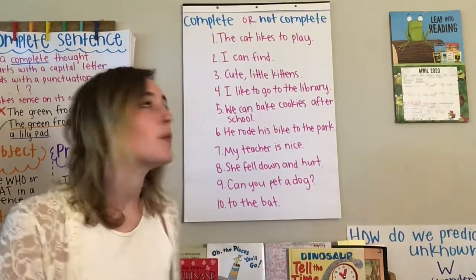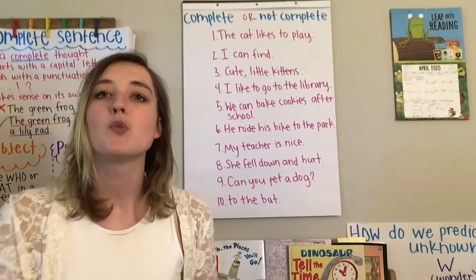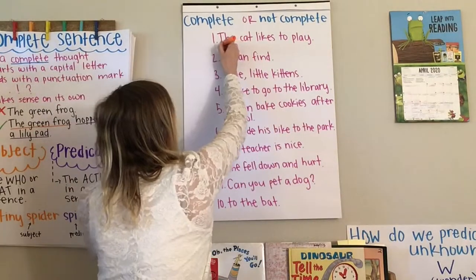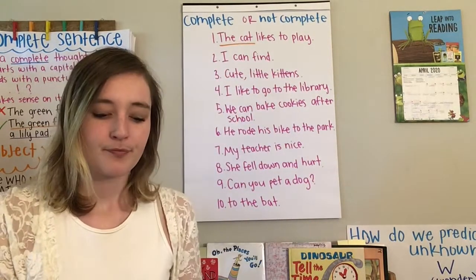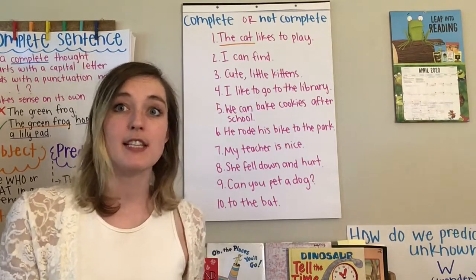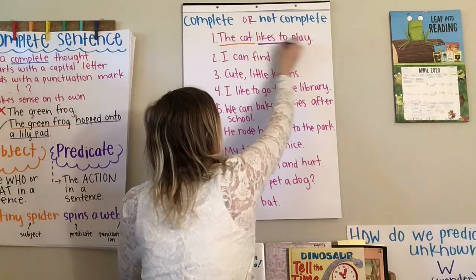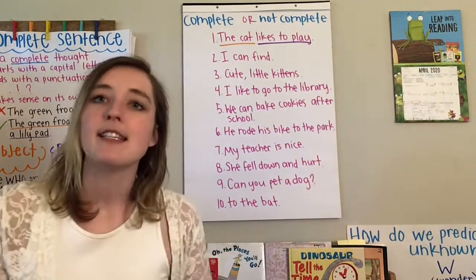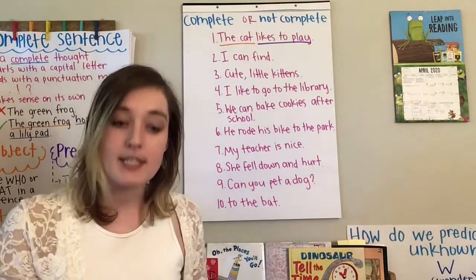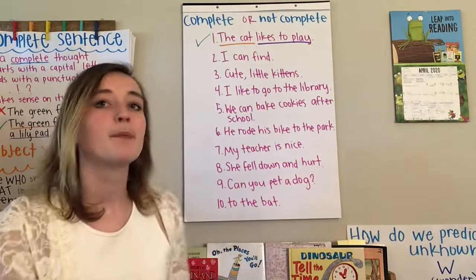All right, looking at number one, it says the cat likes to play. So the subject is who or what the sentence is about, and it is about a cat. So I'm going to underline the cat. And then the action is what's happening in the sentence. So the cat likes to play. So that is my action. A sentence needs to have a subject and a predicate, which it looks like it does. So this is a complete sentence. So I'm going to give it a check mark.